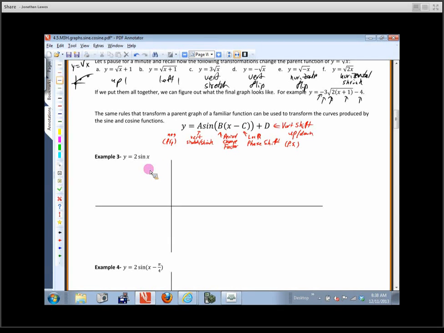What's the only thing that's been done to this sine curve? Vertically stretched it, or in other words, it's changed the amplitude. It's not going to start at 0 and go up to 1. It's going to start at 0 and go up to 2. Okay? So everybody watch, please.